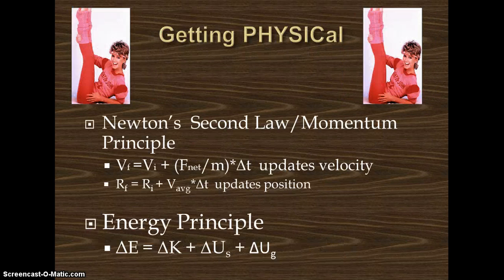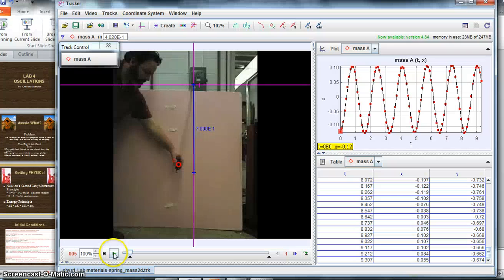To start, let's go over the main physics principles present in this lab, the first being Newton's second law, or the momentum principle, which I use to update the position and the velocity of the spring mass system. The energy principle also plays a major role in this experiment and states that the total energy equals a change in kinetic energy plus a change in spring potential energy plus a change in gravitational potential energy. Now let's go to Tracker to see the video analysis.